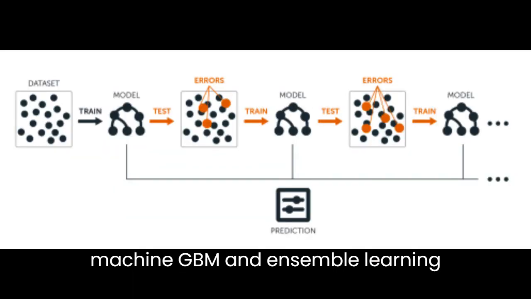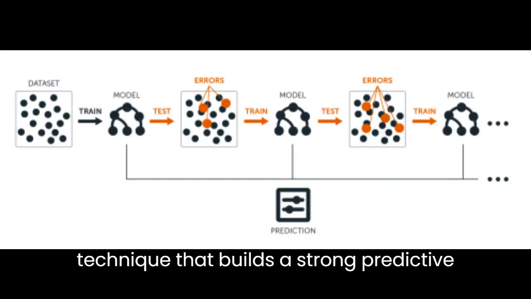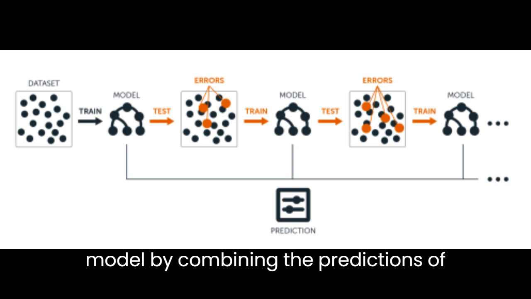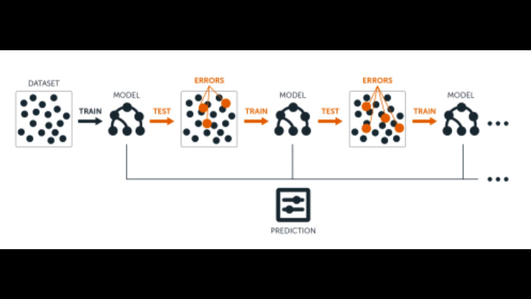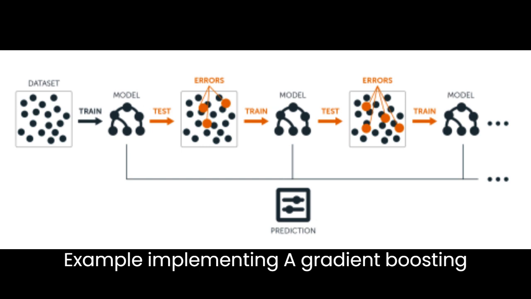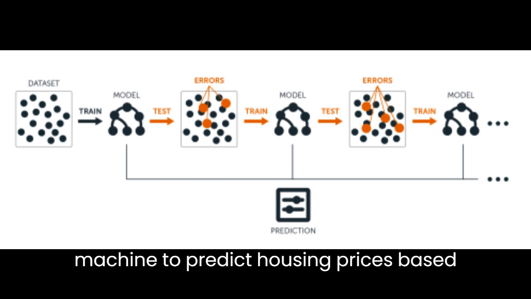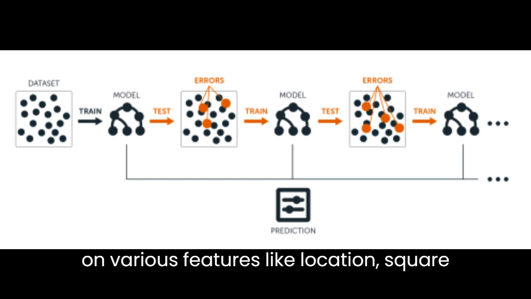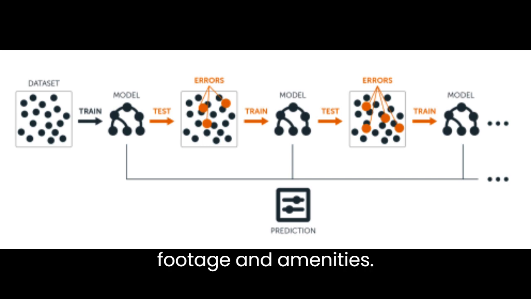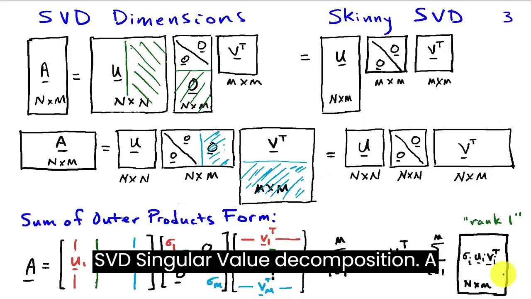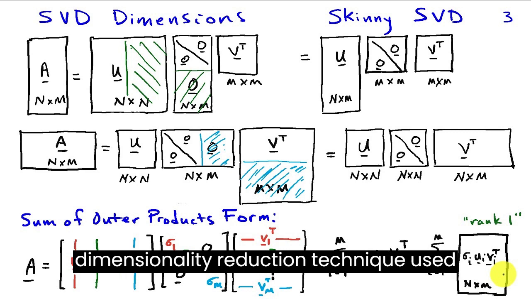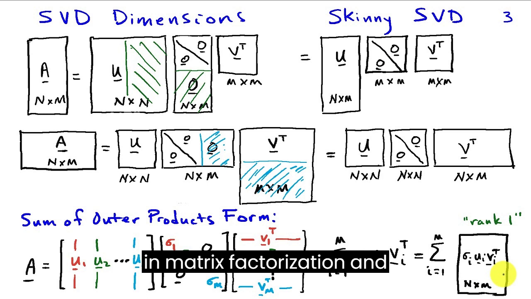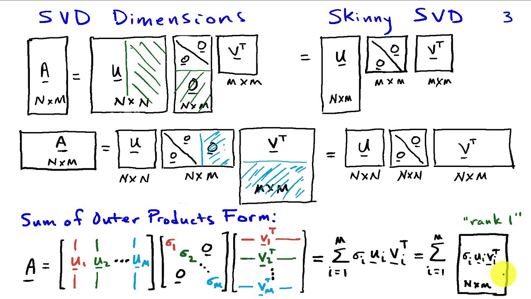Gradient boosting machine, GBM, an ensemble learning technique that builds a strong predictive model by combining the predictions of multiple weak models. Example: implementing a gradient boosting machine to predict housing prices based on various features like location, square footage, and amenities.